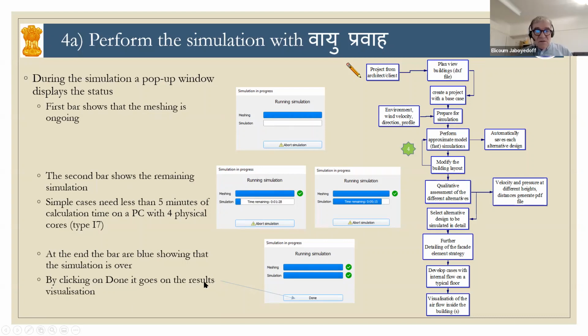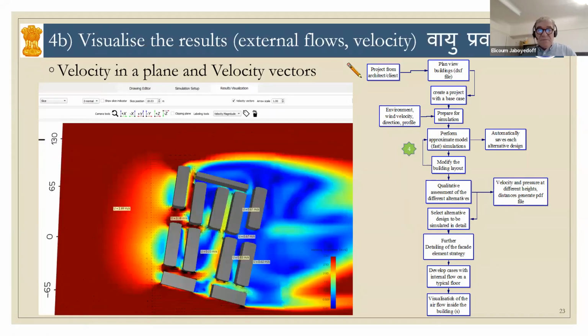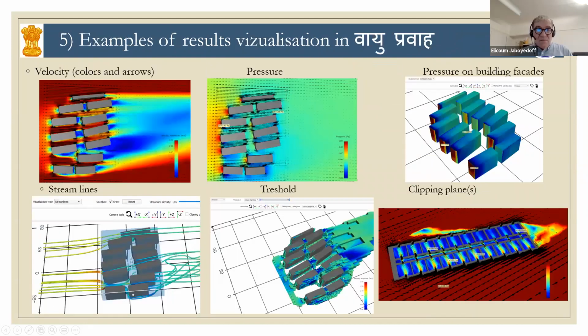And then at the end, once you get it, you just have to click on this button to get the results. And then you can visualize the airflows in different variables and different parameters. And then you can visualize them for different kinds of things. One is the velocity at different levels. You can have planes which are horizontal or vertical in both directions. You can have the pressure. You can add arrows which show the velocity also.